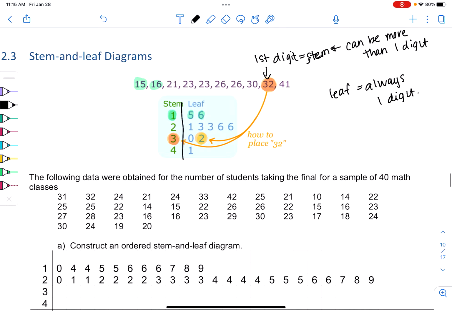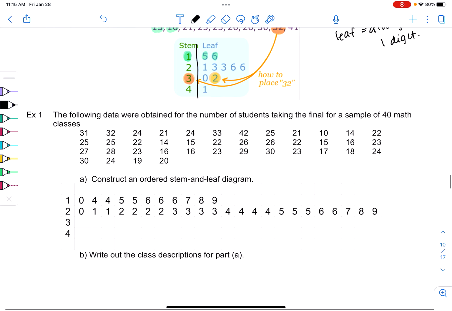So example 1, the following data were obtained for the number of students taking the final for a sample of 40 math classes. So one class had 31 students, another class had 32, another class had 24, and so on. So we're going to organize the data. And it helps to have it in order. You'll see how I have 0, then 4, rather than like 4, 7, 8. So they're just in numerical order, which makes them a little bit easier to read. That's what I mean by ordered.